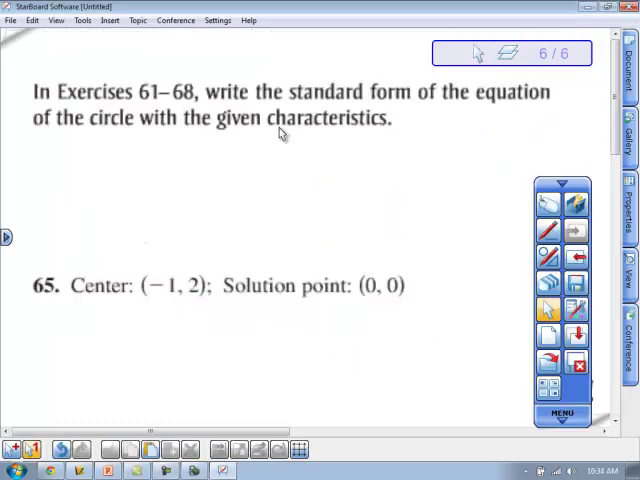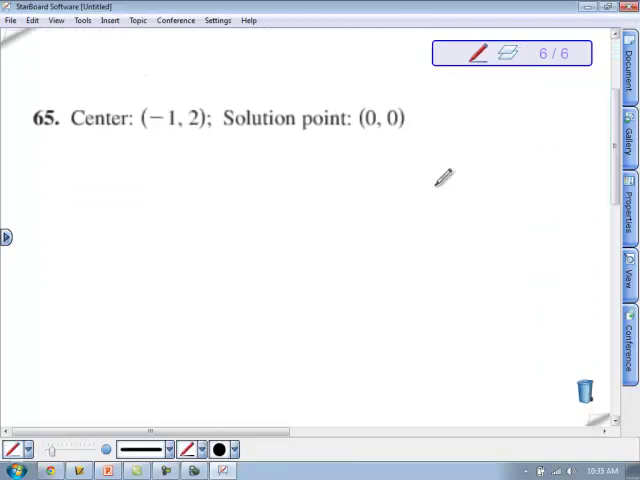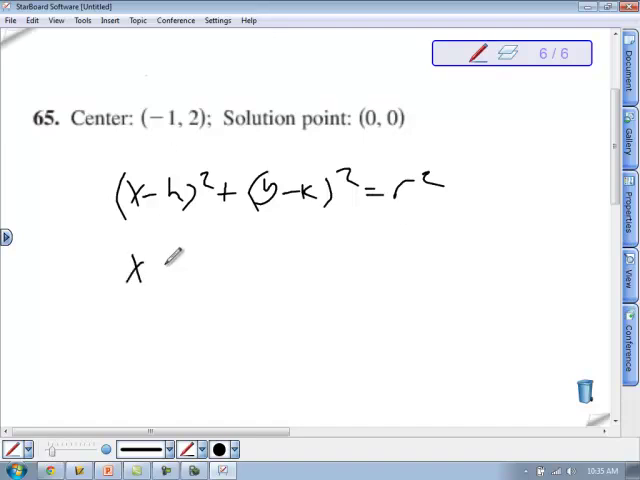Okay, here's 65. It wants us to write the standard form of the equation of a circle with this center, and this is one of the points. So the solution point is just one of the points on the circle. All right, so we know that standard form for a circle is (x minus h) squared plus (y minus k) squared equals r squared. We know the center is at (-1, 2), so h is -1.